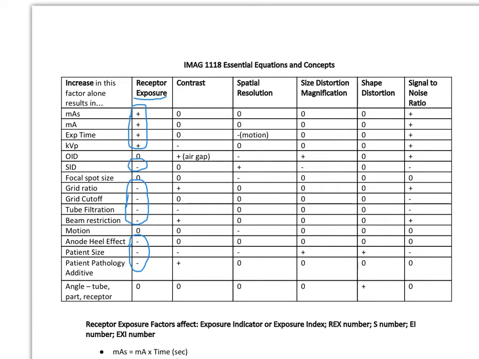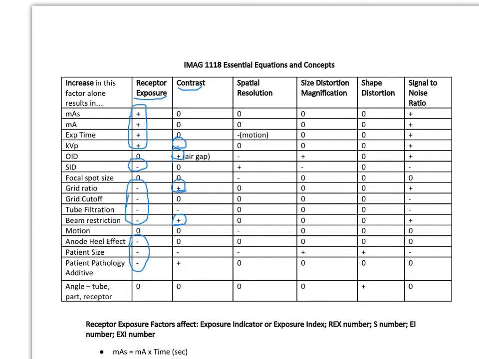On the contrast side of things, as we look at the various things that affect contrast, basically kVp, as we increase kVp, the penetration is more even, and so things look all very similar gray, and so that tends to decrease the contrast. If we increase the OID, that removes scatter, and that increases contrast. So anytime we remove scatter, we'll have a contrast increase. Same thing happens with grid ratio. So as these two remove scatter, we have an increase in contrast. Beam restriction also removes scatter, and so that increases the contrast of the image.